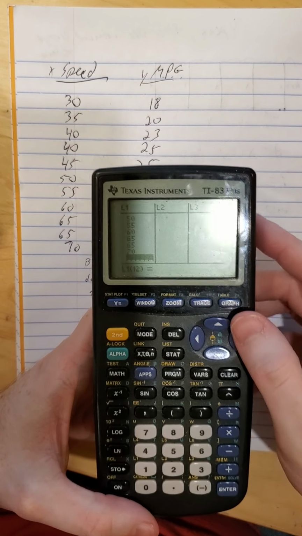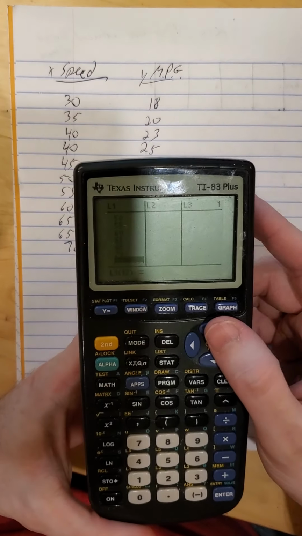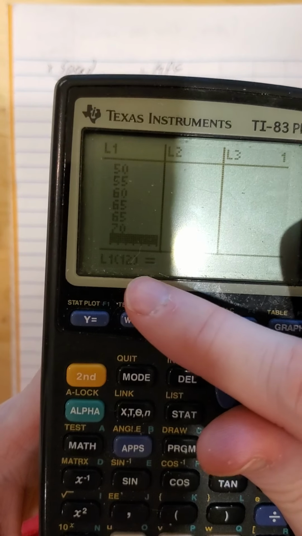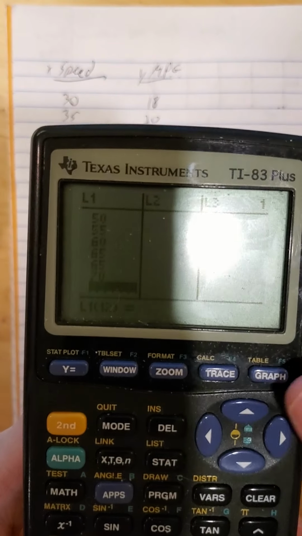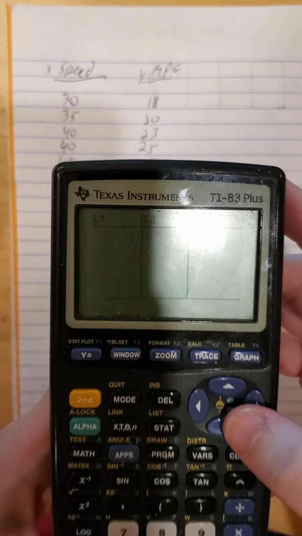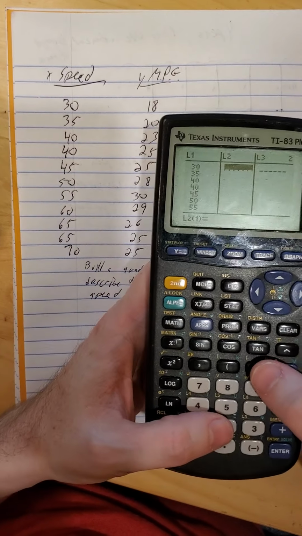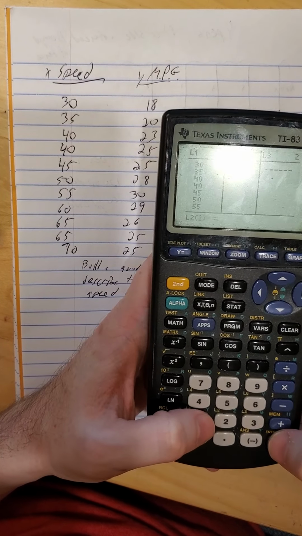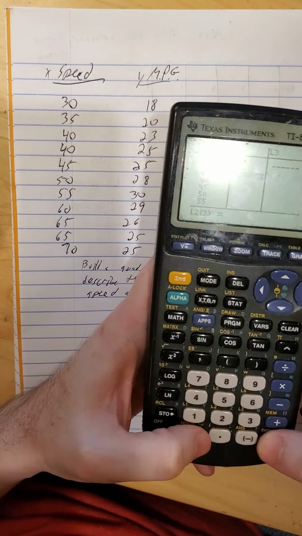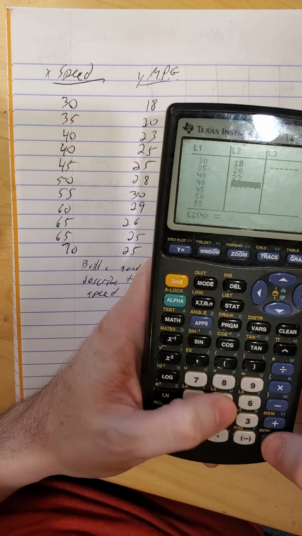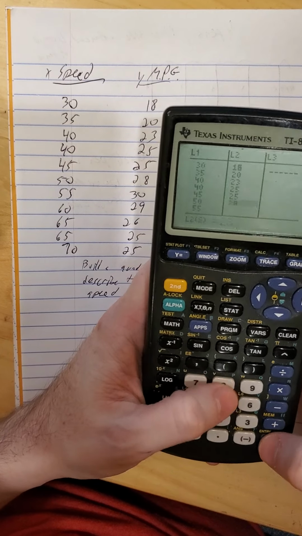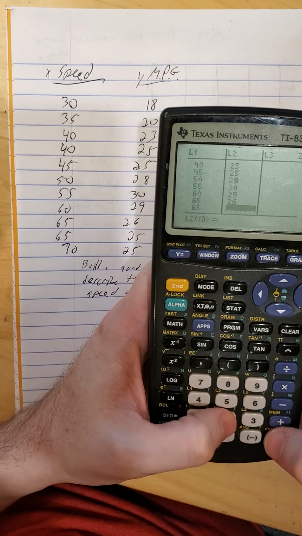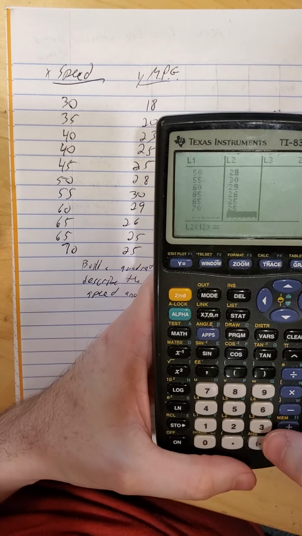So you should have 11 pieces of data when you're done. And you can see here in the bottom corner, we have the little 12 on there is on the blank spot. So then we go over to list number 2, and enter our miles per gallon. So 18, 20, 23, 25, 25, 28, 30, 29, 26, 25, and 25.